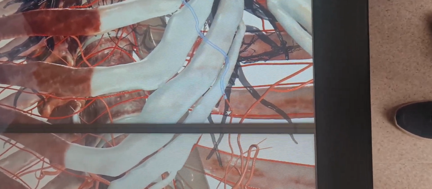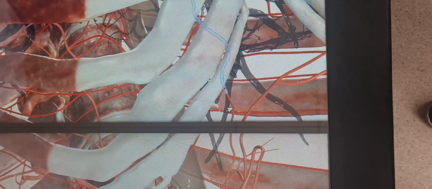Here it is continuation of internal thoracic artery, that is arteria epigastrica superior. Superior epigastric artery goes to anterior abdominal wall. What else?